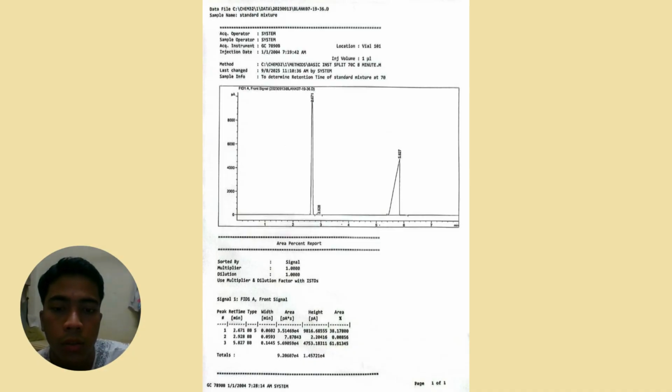So this is the sample mixture for the third sample at 70 degrees. There are also three peaks, where the first peak is the highest one. The retention time is 2.671, while the percentage area is 38.17, and the height is 9,816.68. The last peak is the second highest peak, where the retention time is 5.827. The percentage area is 61.81, while the height is 4,753.16.